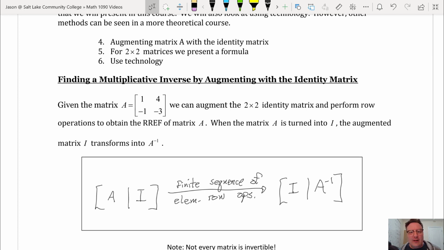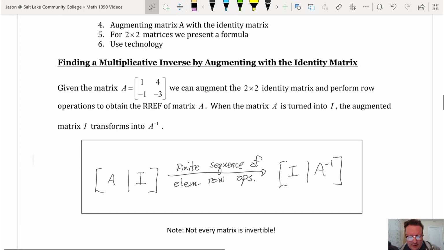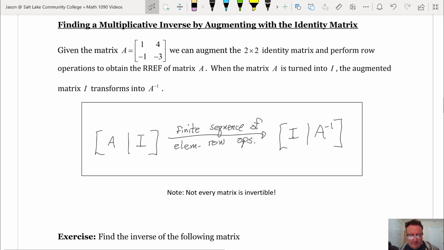You could come up with a formula for a general 3 by 3 matrix as well, but it would just be too complicated to memorize. But the good news is that the formula for the inverse of a 2 by 2 matrix is actually pretty simple. It's not hard to memorize at all. Okay, so let's go over this. This is an important technique here: finding a multiplicative inverse by augmenting with the identity matrix.